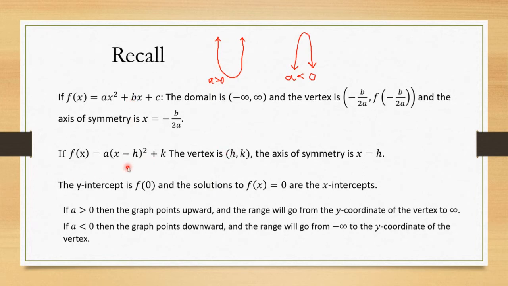What's nice about this form is you can get the vertex easily. It's just the point (h, k). That's what the vertex is. Not only that, the axis of symmetry is x equals h. That also tells you how to get h in terms of b and a. h has to be negative b over 2 times a.